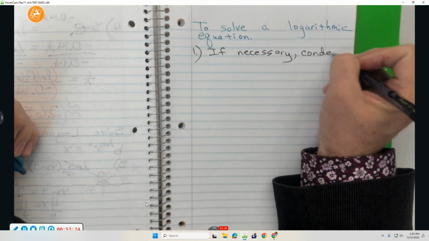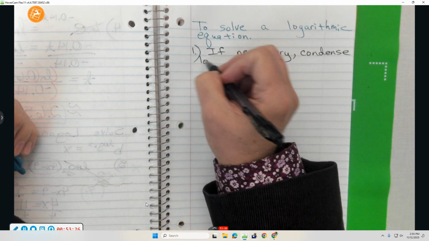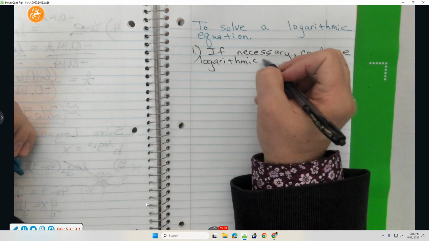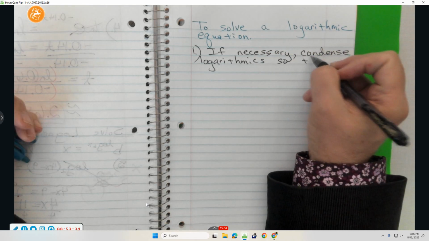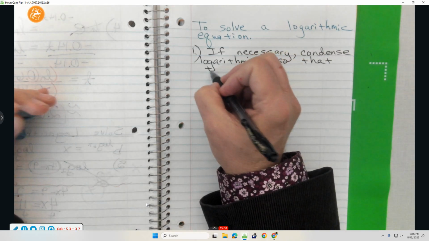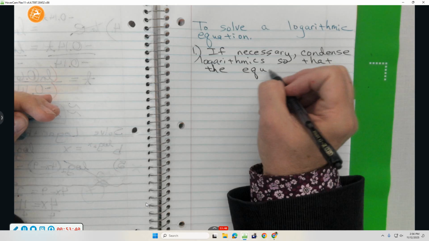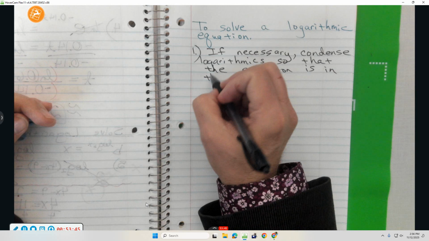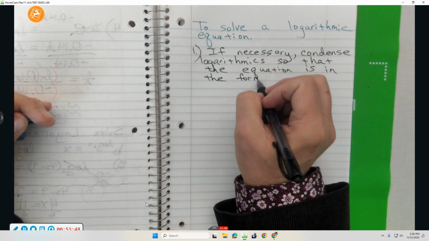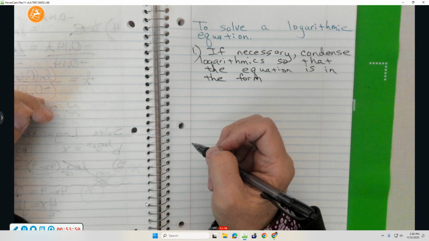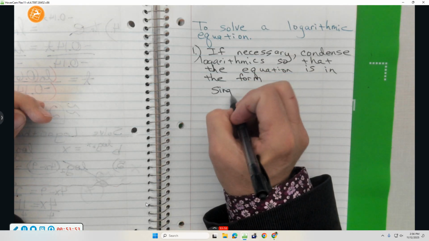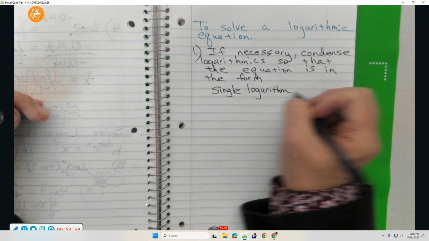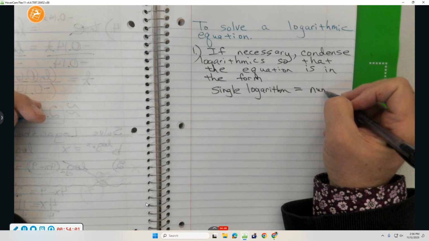condense logarithms so that the equation is in the form single logarithm equals a number. You want a single logarithm by itself. Remember when we were condensing those logarithms the last time? Hopefully you remember how we were doing that.